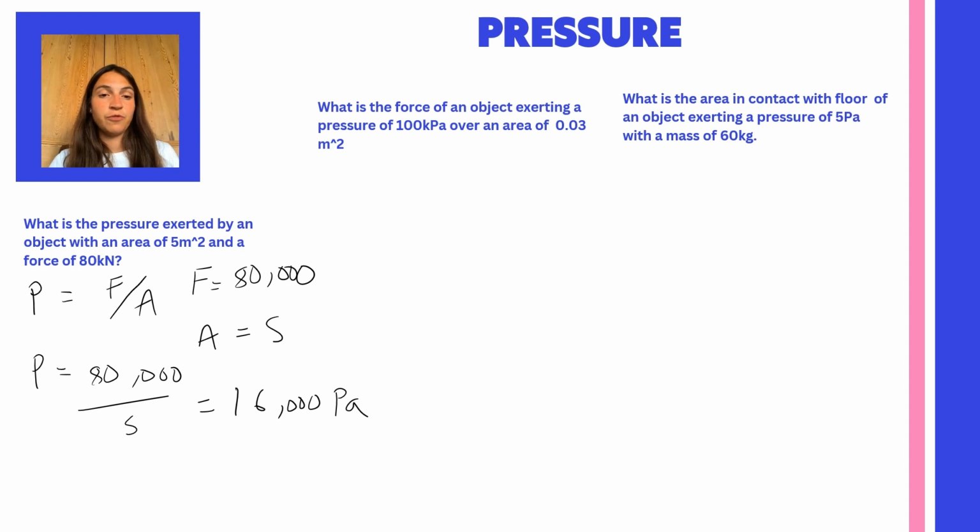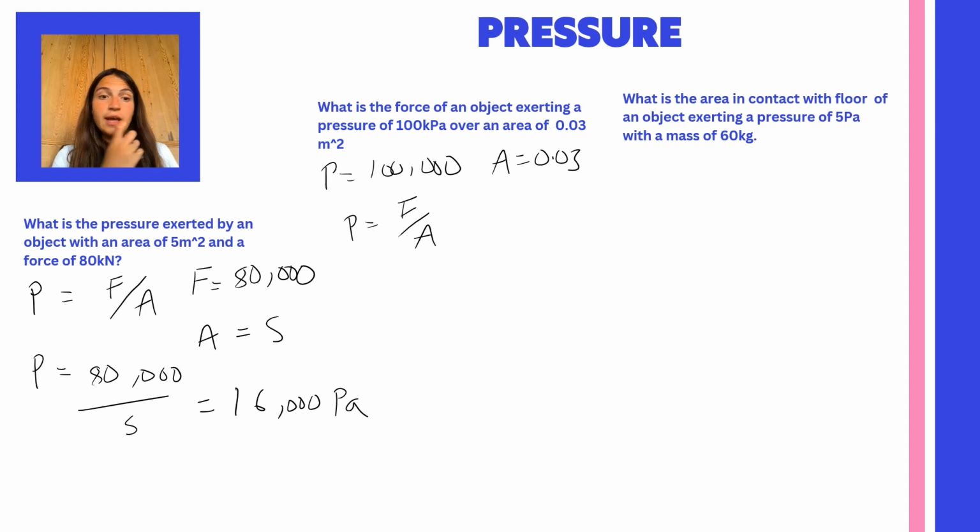Next question, what is the force of an object exerting a pressure of 100 kilopascals over an area of 0.03 meters squared? So my pressure, again, it's been quoted in kilopascals, but I need it in pascals. So multiply that 100 by 1,000 and get 100,000 pascals. And my area is 0.03.